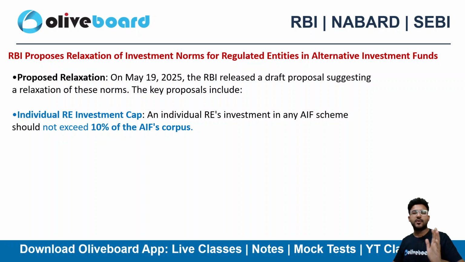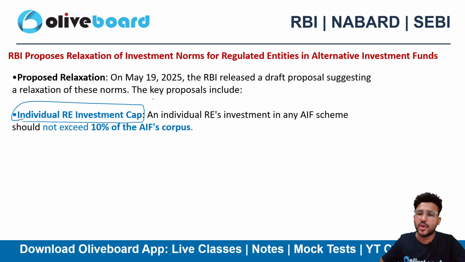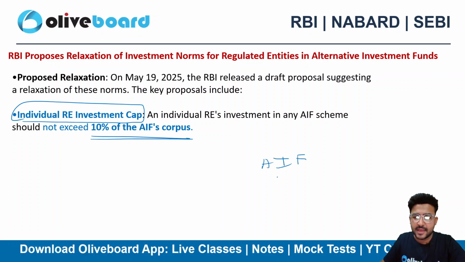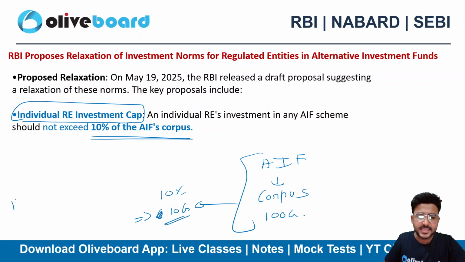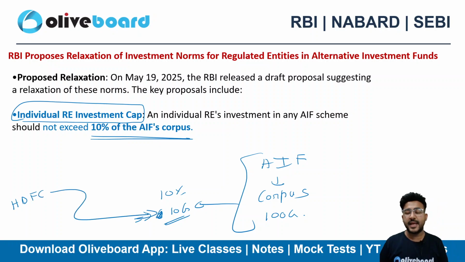Invest up to a limit, you cannot invest above that, right? So what is the limit? If you are an individual bank or a financial institution, your investment cap is 10% of the AIF corpus. Let's suppose the AIF has a corpus of 100 crore. Then in that case, 10% of this corpus means 10 crore. So HDFC Bank can now invest only up to 10 crore in this particular AIF. That's a cap, right?